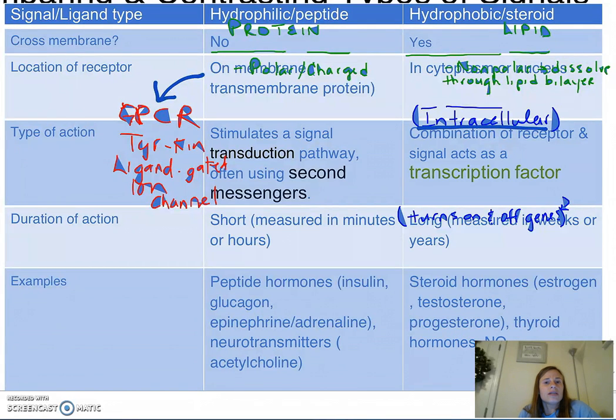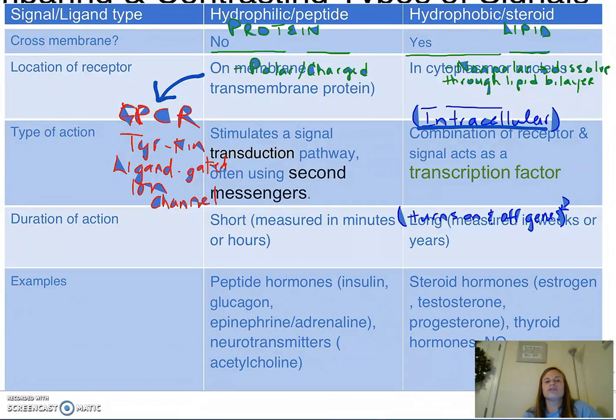What type of action would a hydrophilic signal have? Well, it stimulates a signal transduction pathway, often using those second messengers, cAMP and calcium. Whereas hydrophobic signals, their types of action include combinations of receptor and then the signal, where the signal acts as a transcription factor, which then turns genes on or off.